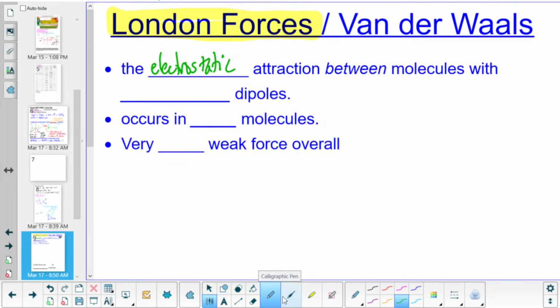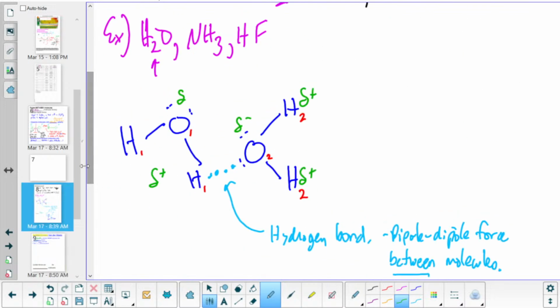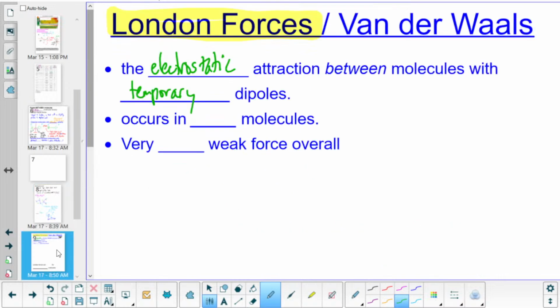The electrostatic attraction between molecules with temporary dipoles. Back here, these are permanent. This is always, we didn't put the sign in there, this is always negative, that is always positive. So these are permanent dipoles. London forces are about temporary dipoles. This occurs everywhere, all at once, like the force. And it is a very, very weak force.